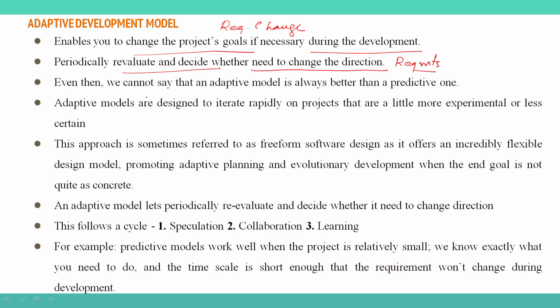Then we cannot say that an adaptive model is always better than a predictive one. We can never say that an adaptive model is better than a predictive model, because for some applications predictive models will be better, and for some, adaptive models will be better. Adaptive models are designed to iterate rapidly on projects that are a little more experimental or less certain. So if there are unclear requirements or changing requirements, we can move from design to the adaptive model.